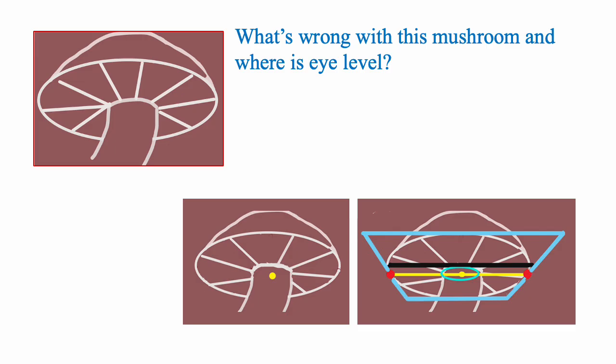What do you think is wrong with this mushroom, and where is eye level? The problem is that these lines shouldn't meet at the corners like this, but rather they should go to the perspective center of the stem, this elliptical stem. If we draw a line through that perspective center to the edges of the ellipse, we will find the tangent points, and the trapezoid containing this ellipse must pass through those tangent points. If we follow these sides of the trapezoid to where they converge, we will find eye level.